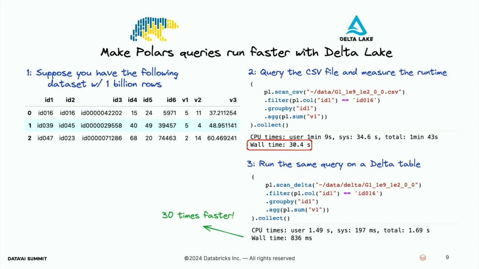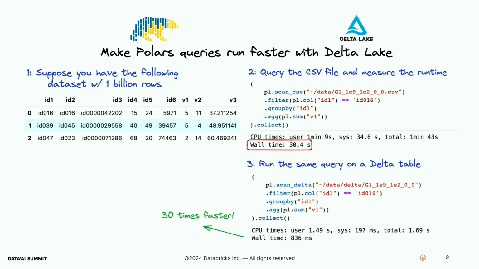Now, if we simply convert this data to a delta table and run the same query using the built-in Polars scan delta function, we can see we're using the same filtering group by sum aggregation logic. We can see that this just takes under a second to run now, specifically 836 milliseconds. Now, you might wonder, why is this so much faster?